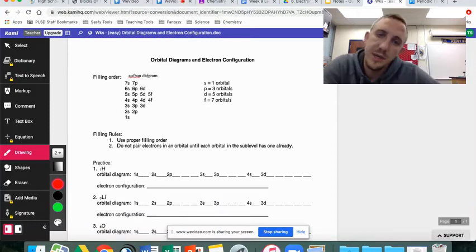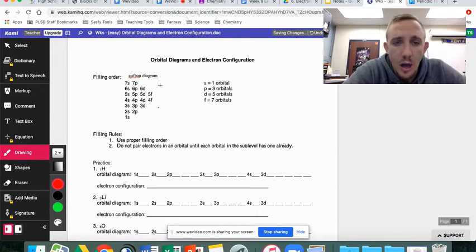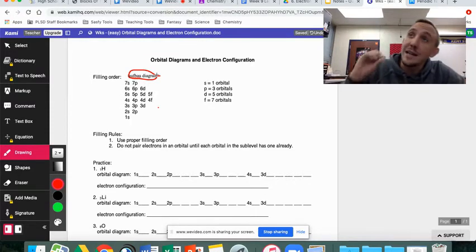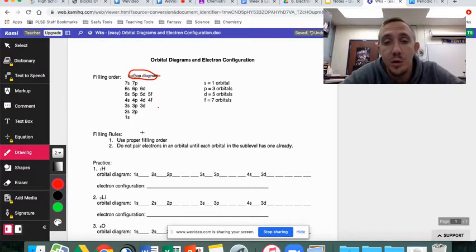We're going to be talking about the orbital diagram and electron configuration. I went ahead and wrote what the Aufbau diagram is. We're going to be using this to help draw the electron configuration and orbital diagrams. Eventually, I'm going to get you looking at the periodic table and how to do it without having to use this Aufbau diagram.